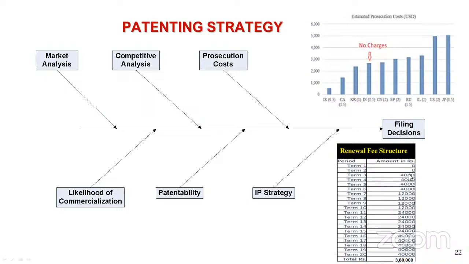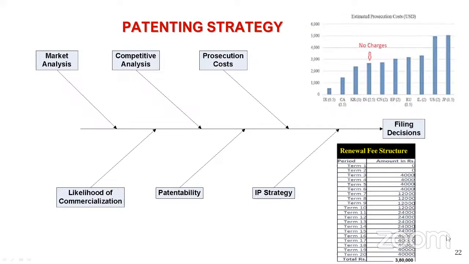It starts from 4,000 rupees. After the expiry of 6 years from the grant of your patent application, the fees will increase to 12,000 for the next 5 years. After that, your fees will increase to 24,000, and after the expiry of 15 years of your patent, the fees sharply increase to 40,000 rupees.